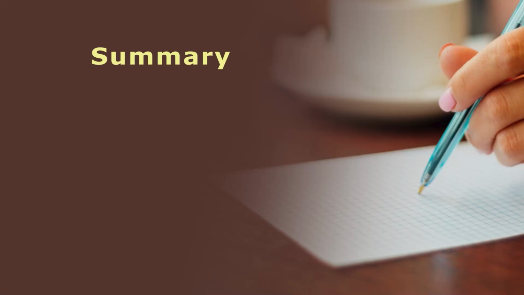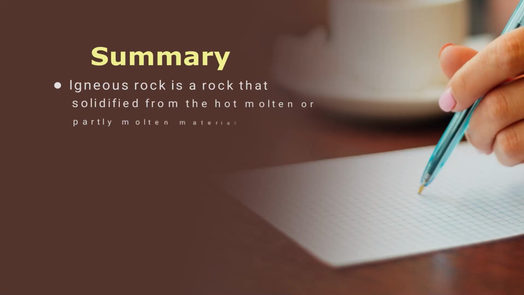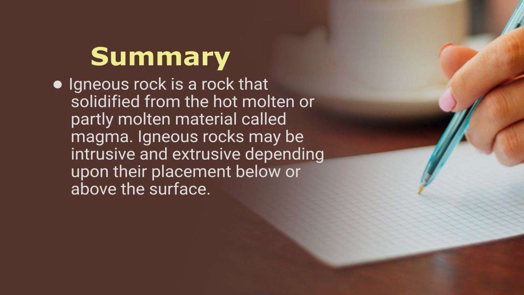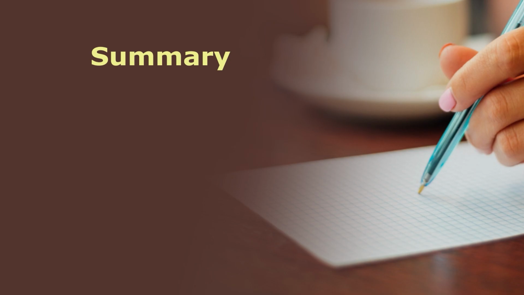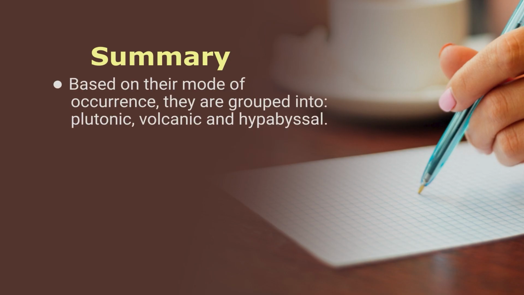Now, let me summarize quickly that igneous rock is a rock that is solidified from hot, molten or partially molten material called magma. Igneous rock may be intrusive or extrusive depending on whether they come out of the surface or they get consolidated below the surface. Based on the mode of occurrence, igneous rocks may be plutonic inside the earth, volcanic outside and hypabyssal intermediate.